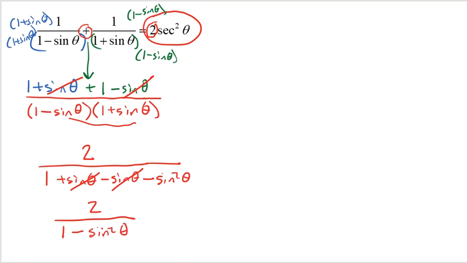But wait a minute. I recognize a 1 and a sine squared. My eyes are going straight to that Pythagorean identity, and I'm not going to go to it because we've done it enough.